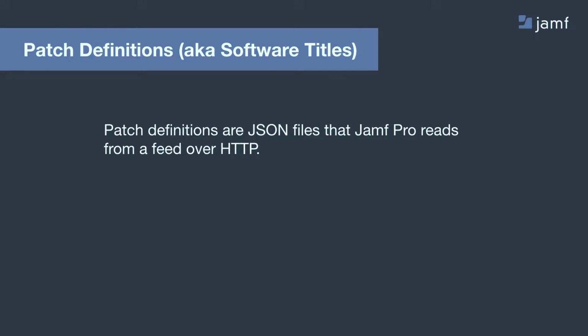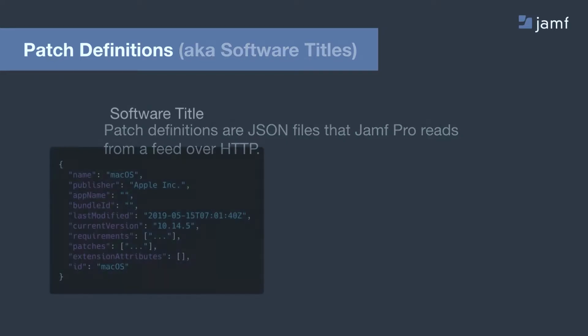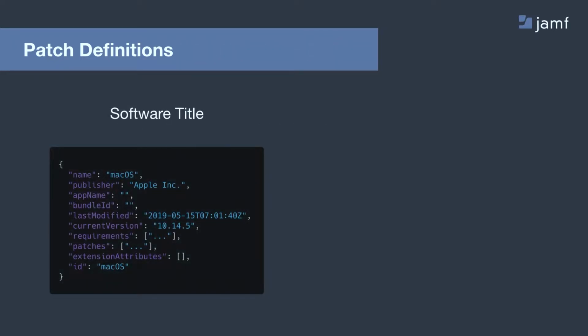All right, so anyway, patch definitions. These are JSON files that Jamf Pro ingests from a feed, or otherwise known as a patch source, over HTTP. They look pretty much like this. So on the left-hand side here, we have the software title, which is also the patch definition, the JSON file for it. These are the top-level keys. Defines things like the name, the publisher. In this case, you're looking at the one that we have from the official Jamf source for macOS, so there is no application name or bundle ID.